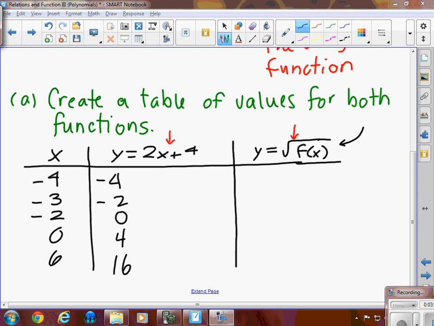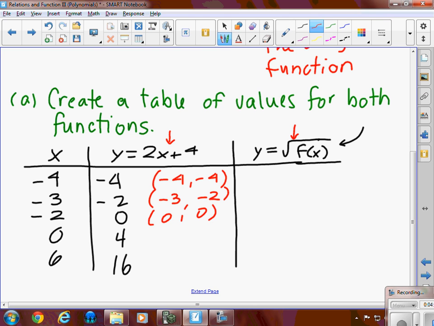This first column, we just had to plug these x's into y equals 2x plus 4, and we get these values of y: -4, -2, 0, 4, and 16, which tells us that this creates ordered pairs at -4, -4, -3, -2, so we can graph these. Oh, I'm getting mixed up here. Did I miss a number? Oh, right here, -2, 0, right? That's my bad. -2, 0, and then 0, 4, and 6, 16. So this is the original function.